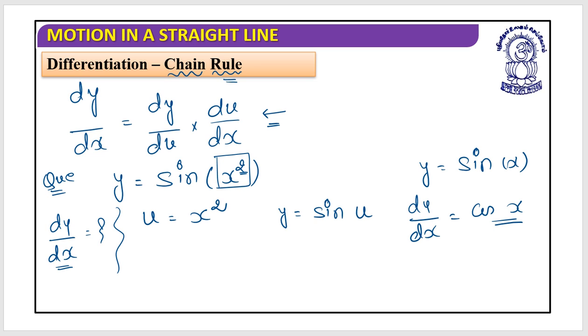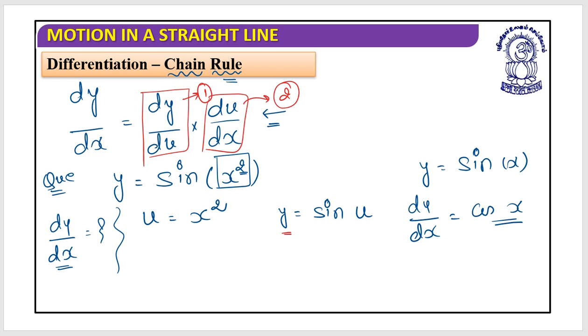y is equal to sine of u. Now what I need to do is perform two calculations. If you look at it very carefully, one is dy by du, and another task is to perform du by dx. Can you get it? Okay, so let's begin with dy by du.